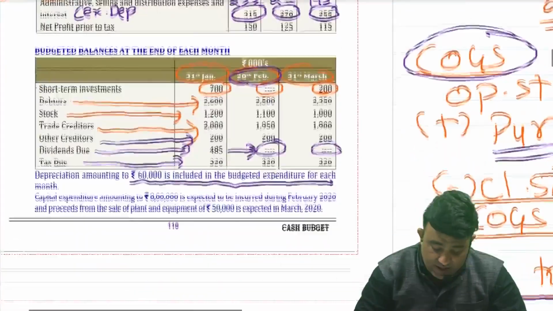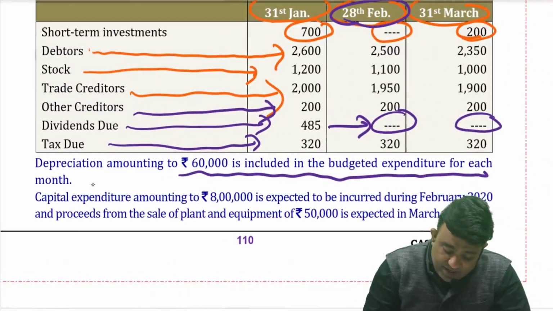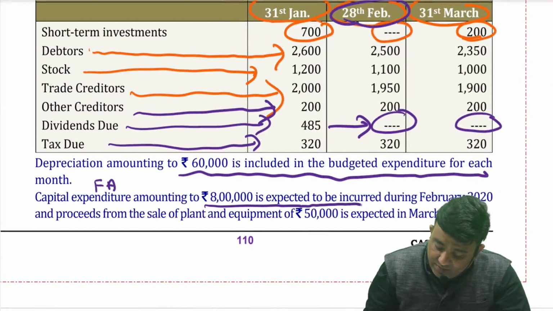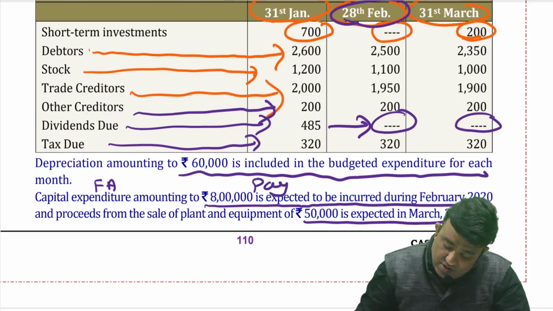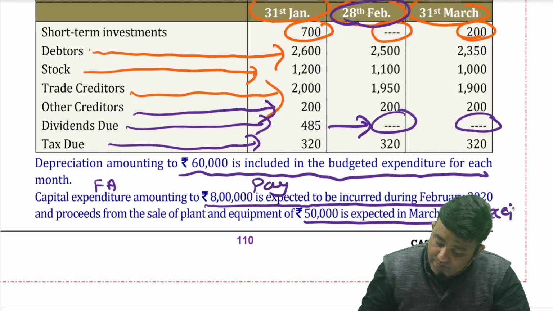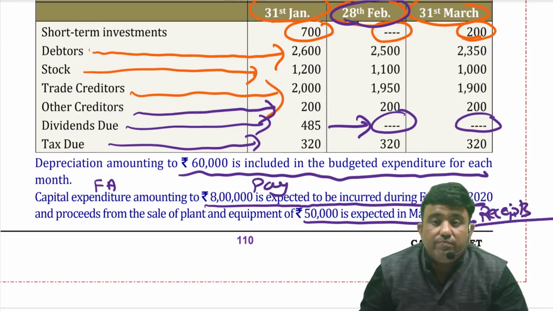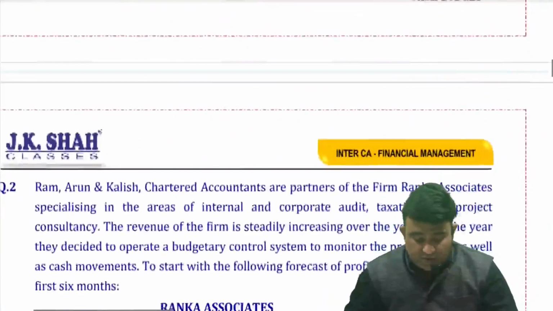Fair enough. And last, capital expenditure, which is nothing but purchase of fixed asset, 800 lakh thousand in the month of February and 50,000 in the month of March. Direct recipient payments. This is your payments. This is your receipts. Clear, everyone? Done? So that was one question.